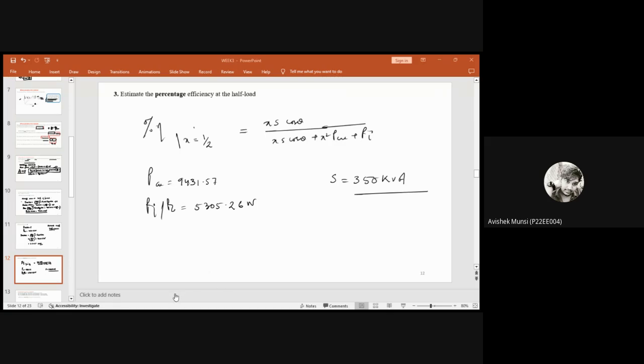Miss Rajani, you raised your hand. If you have any doubt, ask. Sir, cos theta will be 0.8? Sir, will it be cos 0.8 or only 0.8? See, power factor is cos theta, so you have to put the power factor as 0.8. So cos theta is 0.8, not theta.